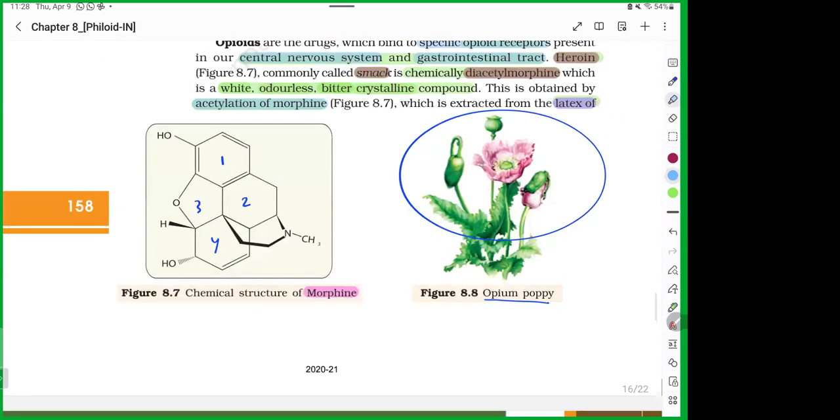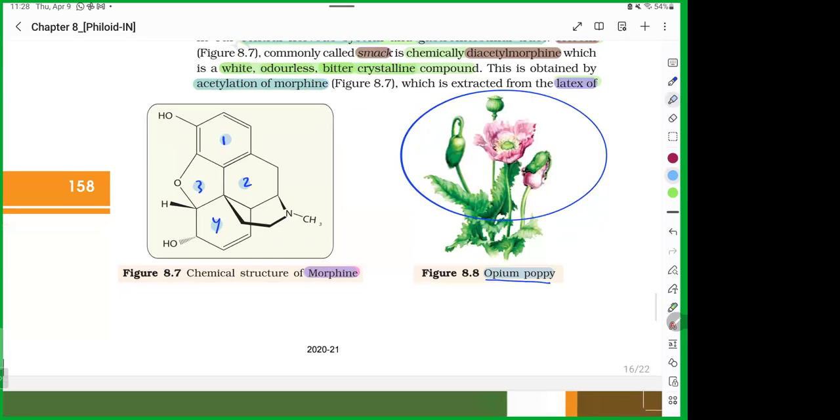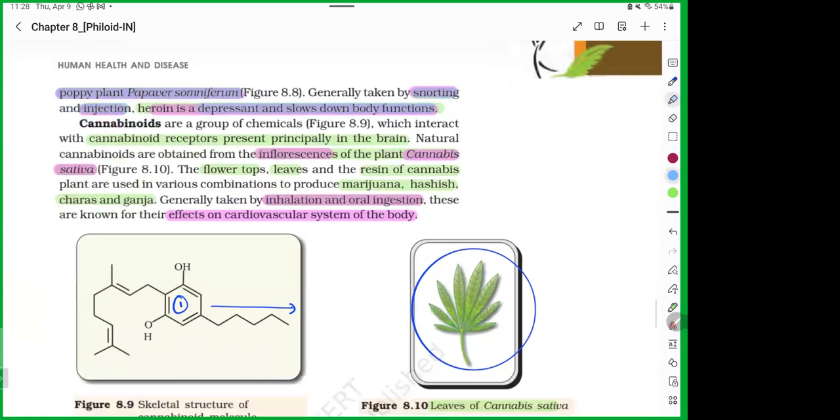The diagram is also important. Here you have the poppy plant, the latex part you use. And here you have the morphine structure. The easiest way is that four rings are present. You can't remember the full diagram. Four rings are present, done. And a compact closed ring.